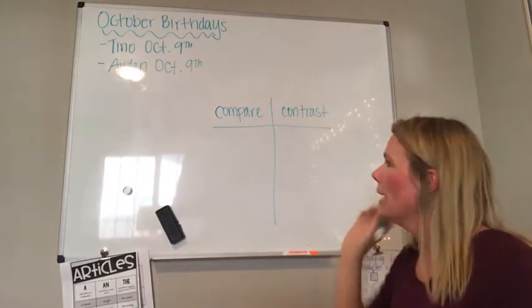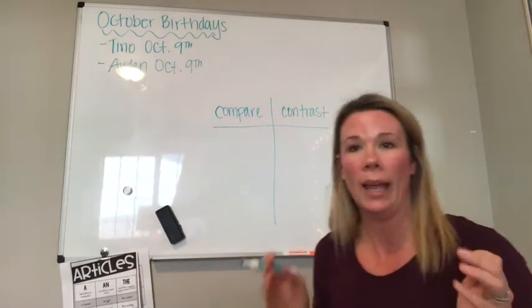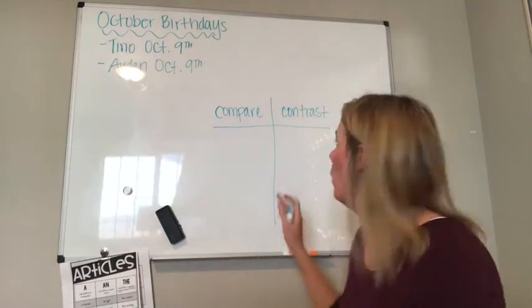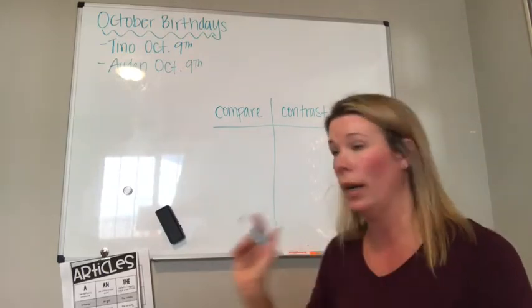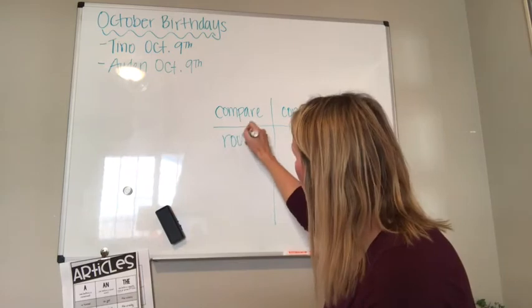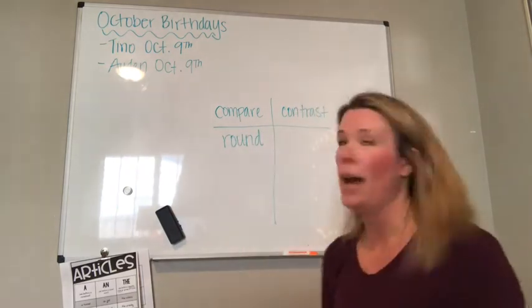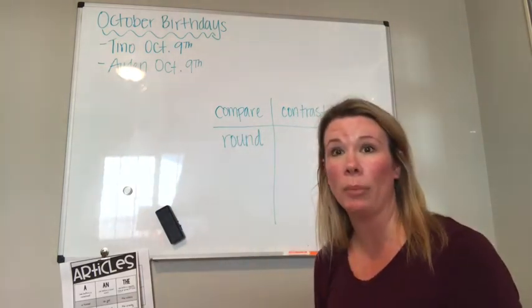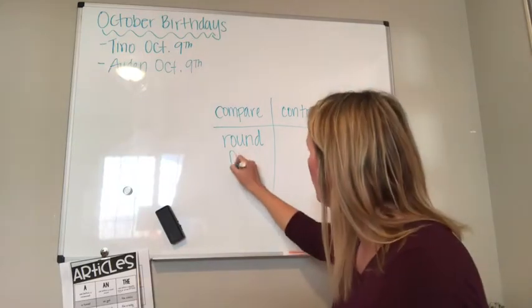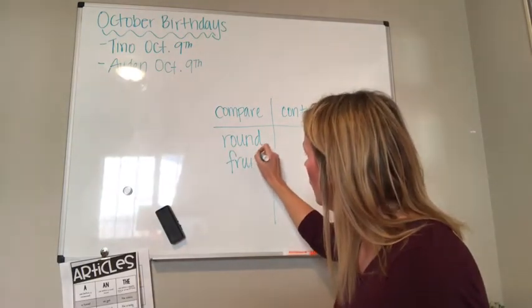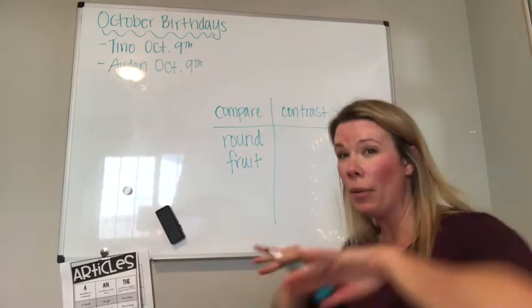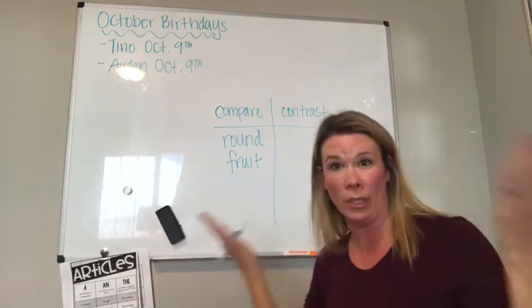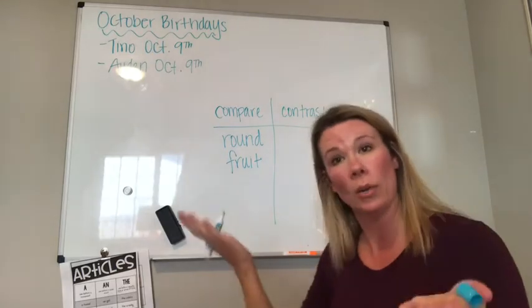So what are the similarities between apples and oranges? Well, the similarities is that they are both round, right? Another similarity is that they're both fruit. Good, so that's comparing it, finding the similarities. Now we're going to contrast. We're going to find the differences between apples and oranges.